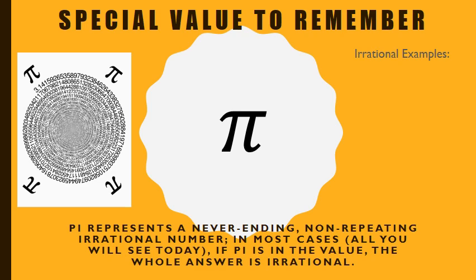So some examples of irrational numbers would be pi. If you just see pi and I ask you if it's rational or not, it's not rational. 5 pi, well, 5 times that crazy number we have over here is still going to be irrational. And lastly, pi divided by 2, pi over 2, that's also going to be irrational because we're taking a never-ending number and dividing by 2. The answer is going to also be never-ending. So if pi is in it, it's irrational.